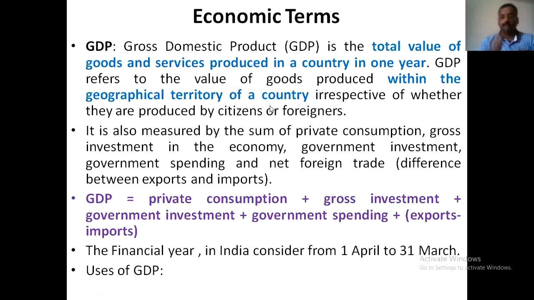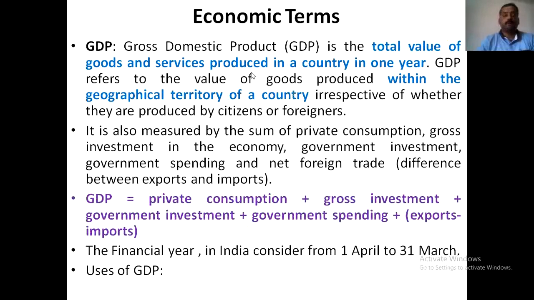It means that only those citizens who reside in the country and manufacture a particular product or provide any kind of services are counted.